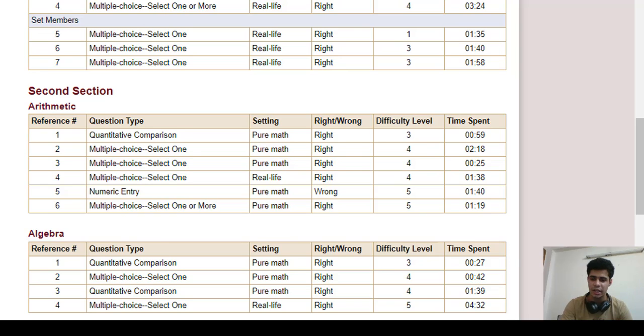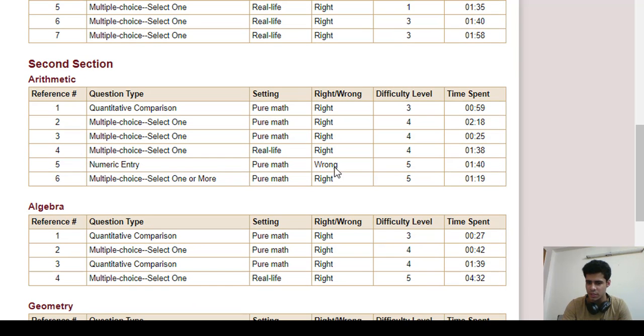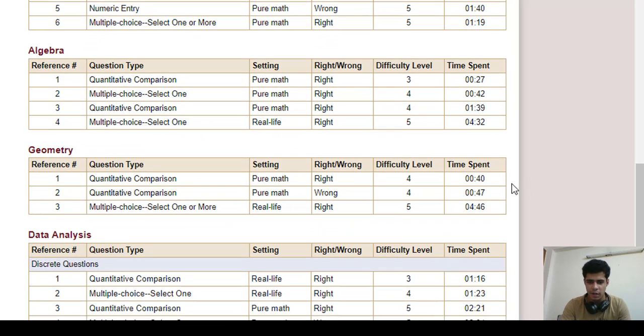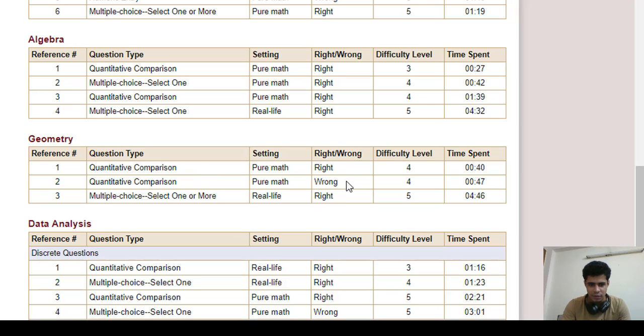Here I got the fifth question incorrect. They've shown it's wrong. The difficulty was 5, and the time I spent on it is again shown. I probably thought that it was an easy question, just underestimated it, marked it and never really checked it back. Probably because of the time spent, I can tell. All right. Again, after that, I got this geometry question. The second one, I got it incorrect as well. Because I only spent 47 seconds on it, and this was pretty hard, I think I might have made a silly mistake, which I usually used to.